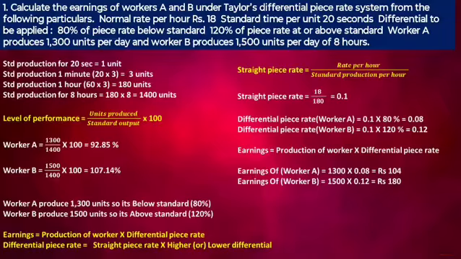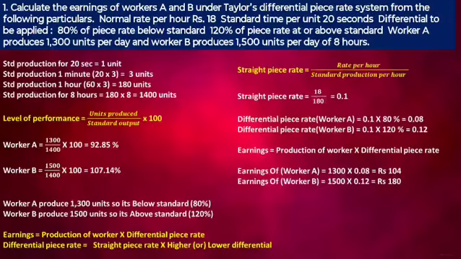Straight piece rate is rate per hour, that also is asked. Rate per hour divided by standard production per hour. So straight piece rate is 18 divided by 180, which is equal to 0.1. Differential piece rate of worker A is 0.1 into 80%, which comes to 0.08. Differential piece rate of worker B is 0.1 into 120%, which comes to 0.12.